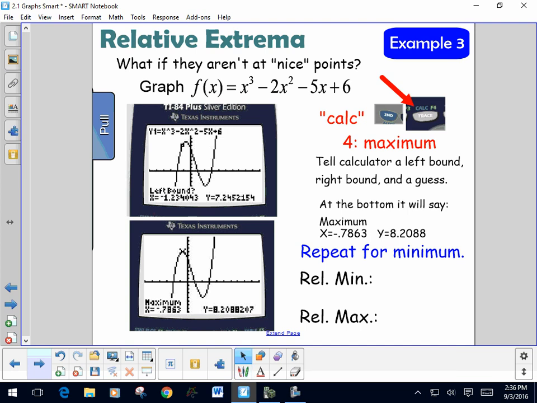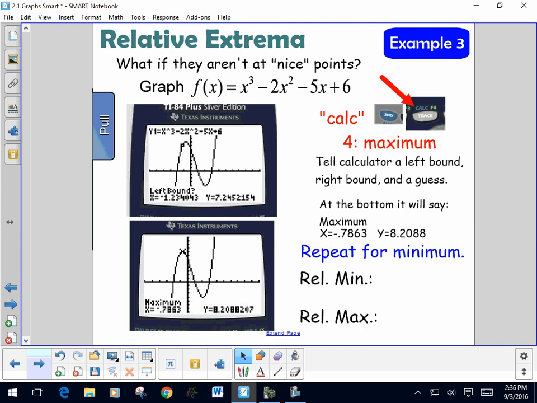Well, if we're using our calculator to help us graph these, it can sometimes be hard to determine exactly where the min or max is. In fact, sometimes they're not at nice points. Sometimes they are irrational. They're some decimal that you need to find.